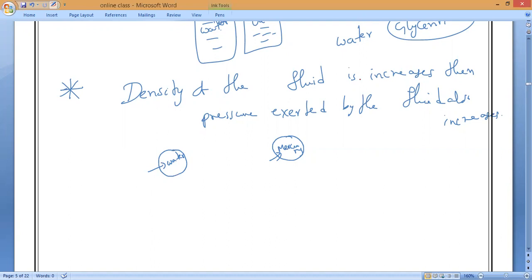Anyone? Let me teach. The density of water is 1 gram per cubic centimeter. The density of mercury is 13.6 grams per cubic centimeter. Now you tell me, which balloon will break first? It will blast. Water, sir. Mercury, sir.